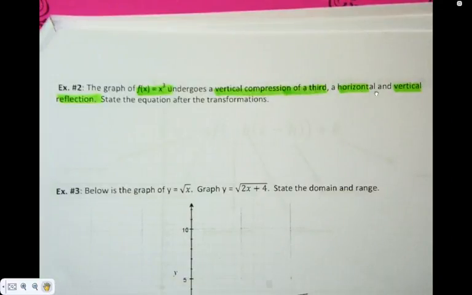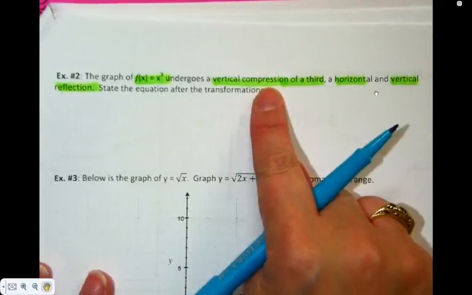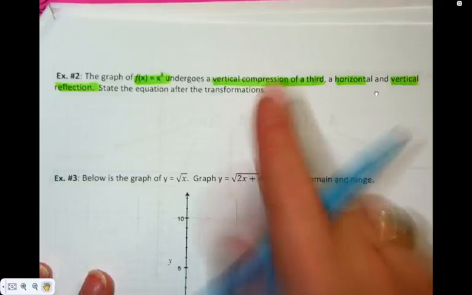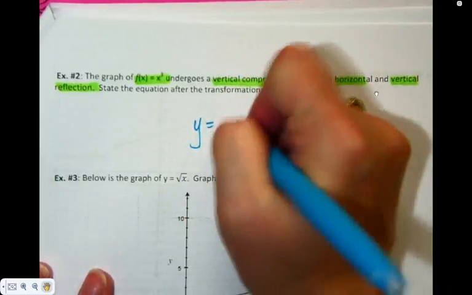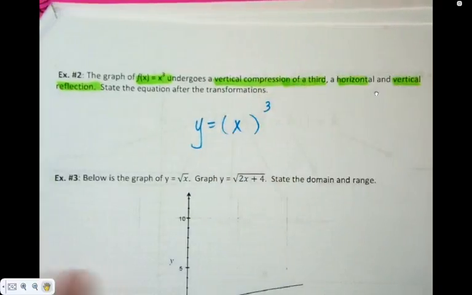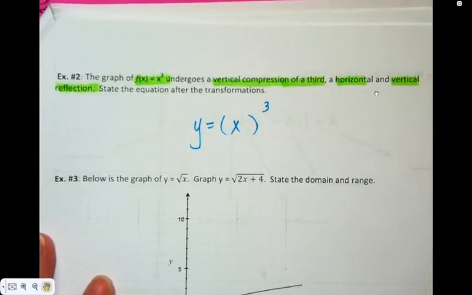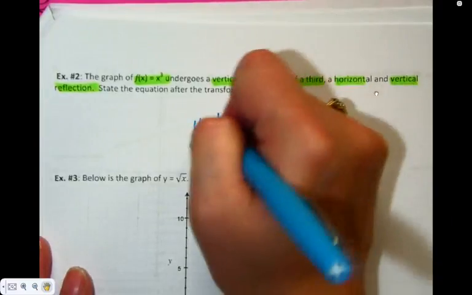State the equation. Vertical compression of a third, inside brackets or outside brackets? How do we know it's outside? Because it says vertical. So I'm going to leave that y equals. I'm going to have my x. I'm going to put some brackets around the x, and I'm going to put my cubed. And then we're going to put everything either inside or outside. Vertical compression is outside, so my 1/3 is going to just tuck in front.